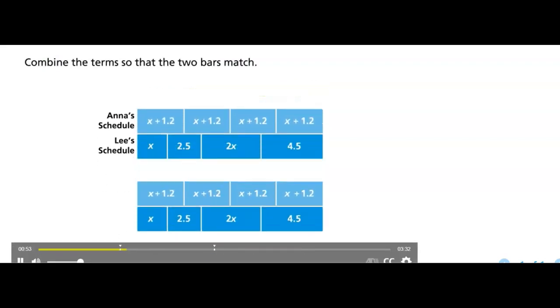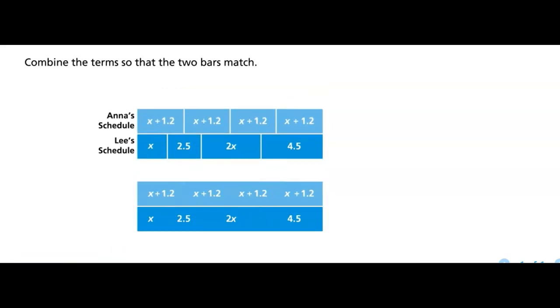Now combine terms so that the bars match. In the top bar, use the commutative property of addition to group the 4 x's together and the 4 constants together. The sum of the 4 constants is 4 8/10. In the bottom bar, write 2x as x plus x. And then group the 3 x's together and the 2 constants together.